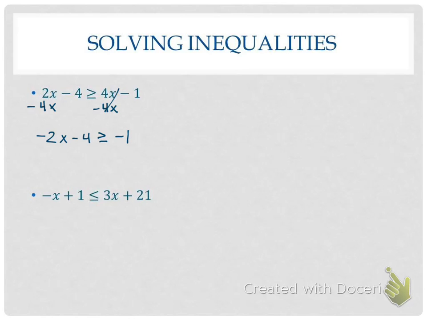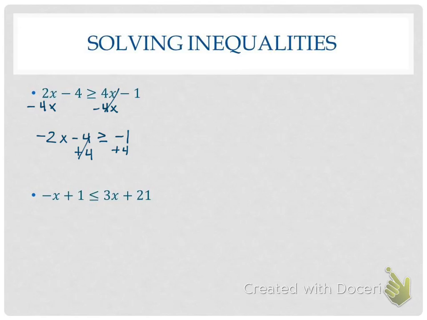Would I have needed to switch my sign on that step that I just did since I moved a negative number over? No, because I did not multiply and I did not divide. Just adding or subtracting does not change it. Only multiplication and division. So now, Naomi, what am I going to do? You're going to add 4 to both sides. Very good. Add 4 to both sides.